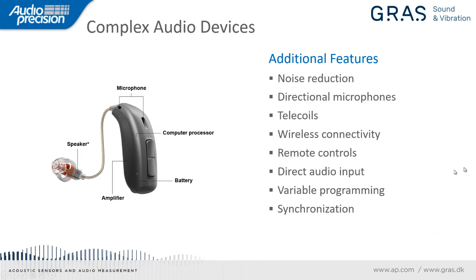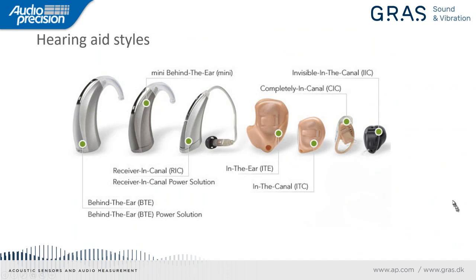So very complex devices. This slide is just showing the hearing aid styles. On the left here, the larger ones are called behind the ear, or BTE, and the body of the hearing aid fits behind the outer ear. These have a hook called an ear hook that hangs over the top of the ear, and typically there would be a plastic tube transmitting the audio from within.